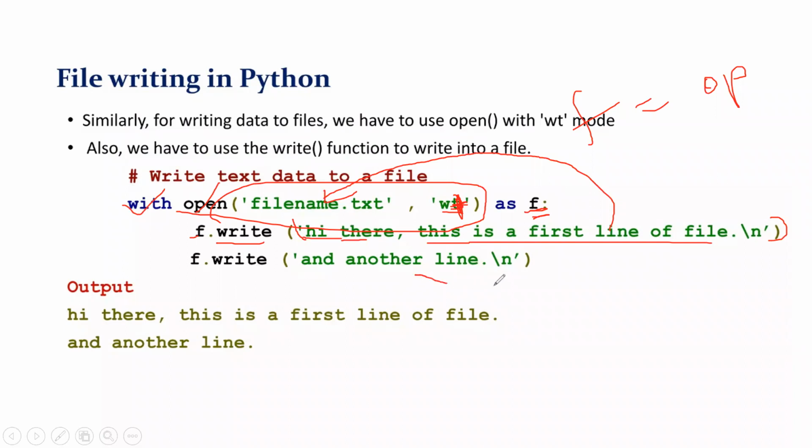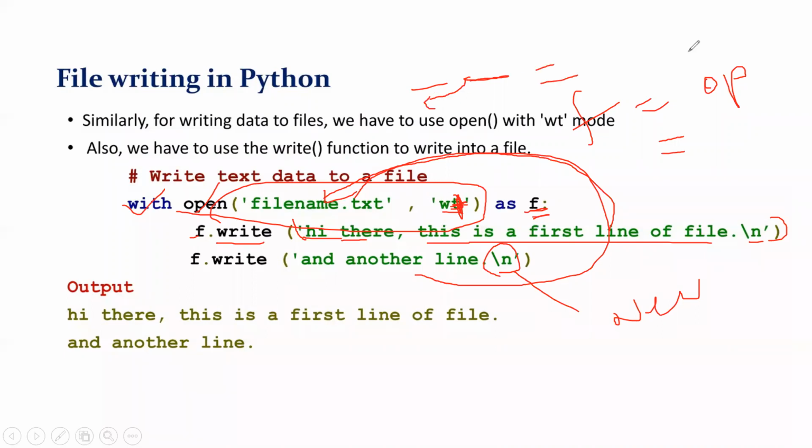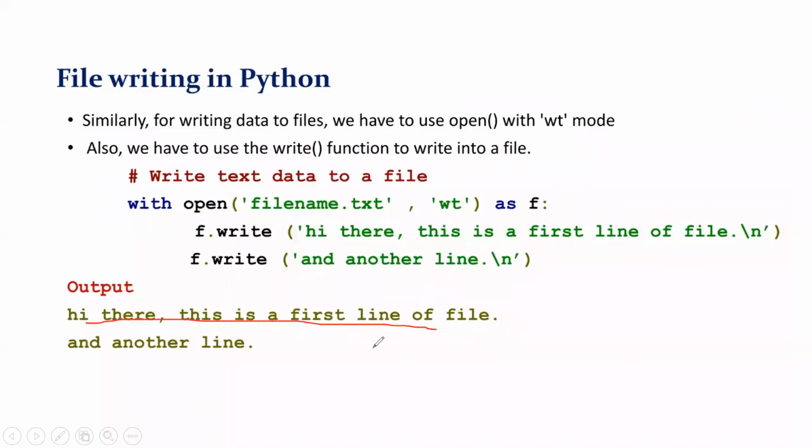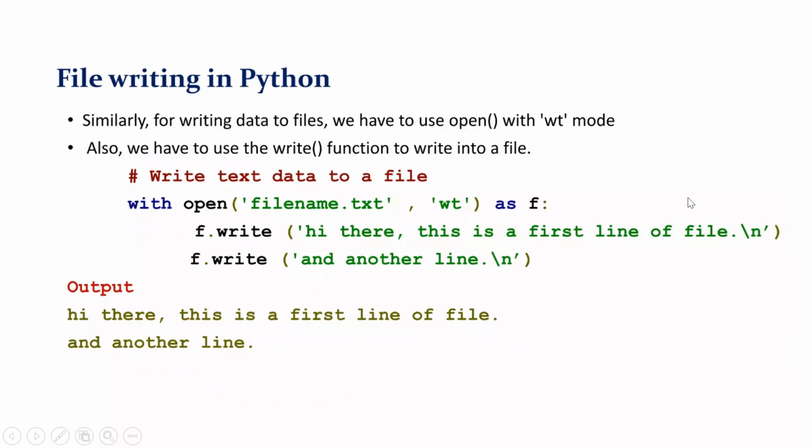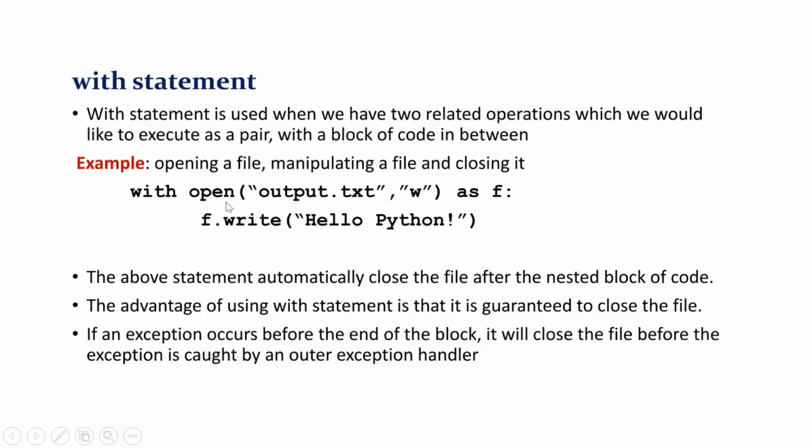After that, we are going to write another line. If you don't use backslash n, meaning new line, it will not be stored line by line. All those will be in the same line. So we need to give a new line. So it comes to here. This is the first line. This is the second line. You can check here: Hi there, this is first line of file, and another line. If you don't use a backslash n, this line will be printed here. Now, the with statement is already explained to you, so we can use it like this.